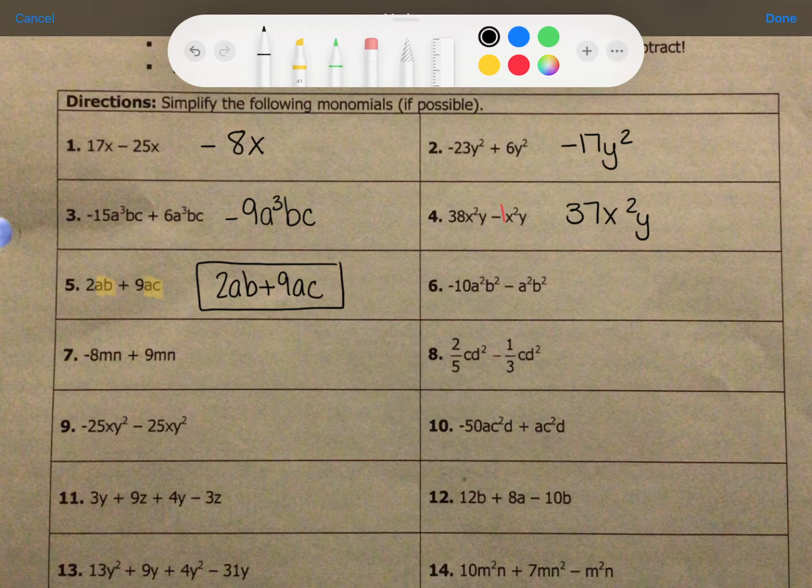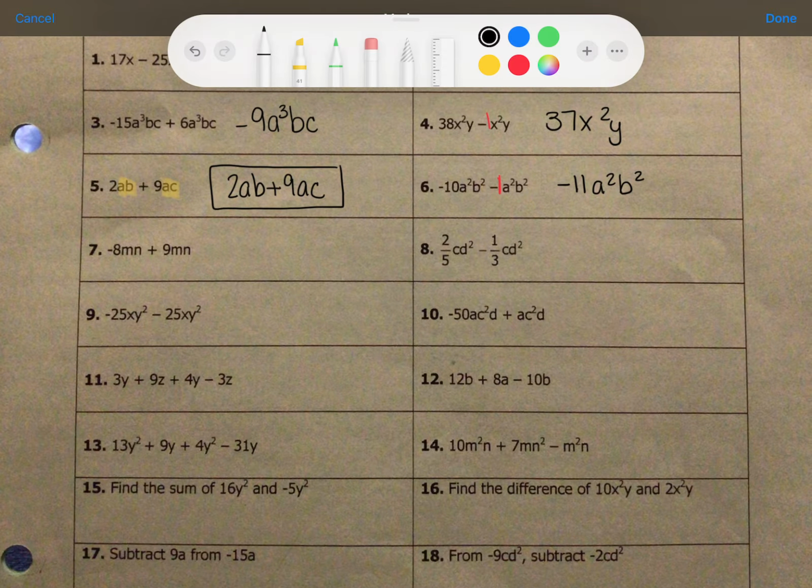All right, number 6. Again, we have that invisible 1. So I have a negative 10 and a negative 1. a squared b squared match on both terms, so they are like terms. Negative 10, take away 1. Two negatives, you're going to add and keep their sign, so it becomes negative 11 a squared b squared.